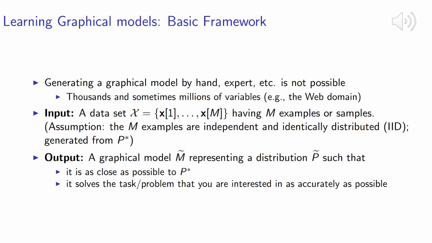Moreover, if you are interested in a specific task, such as marginal inference or MPE inference or MAP inference, we want our graphical model to be really good at solving this task. So we want accurate inference answers. Those are our two criteria. The first criterion is that it should be as close as possible to P star, which is the optimal answer. And the second criterion is that it should solve the task that you're interested in as accurately as possible.